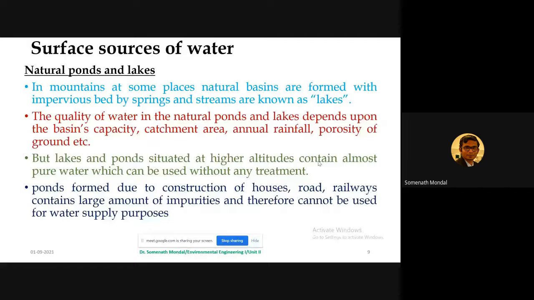It requires a rigorous treatment process before you can ensure the same quality, which may reduce the efficiency in terms of the overall money involved in treating that particular water. And that is why pond water is usually not preferred as a source of water supply.